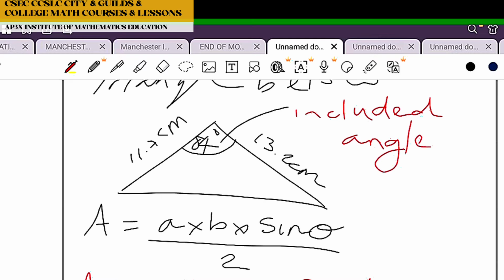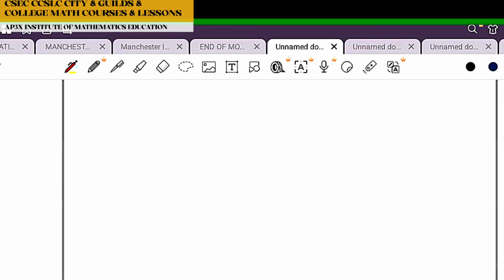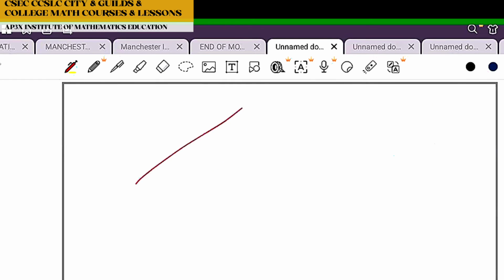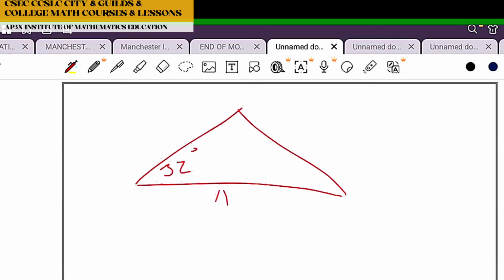All right, I'm going to give you one to try. Okay, not going to be a challenging one. So we have this triangle here, and I'm going to put 32 degrees here. I'm going to put 17.4.